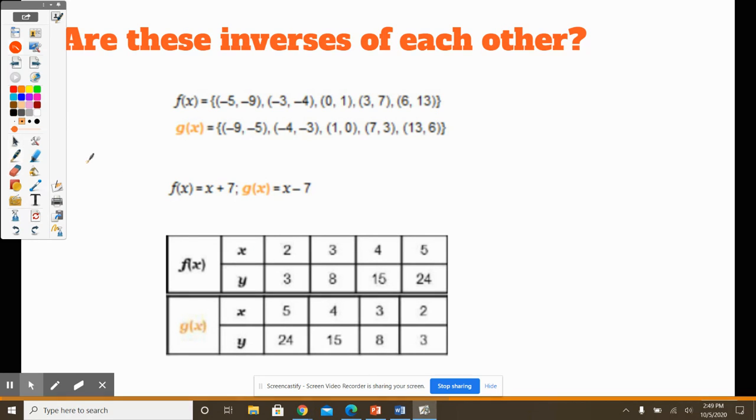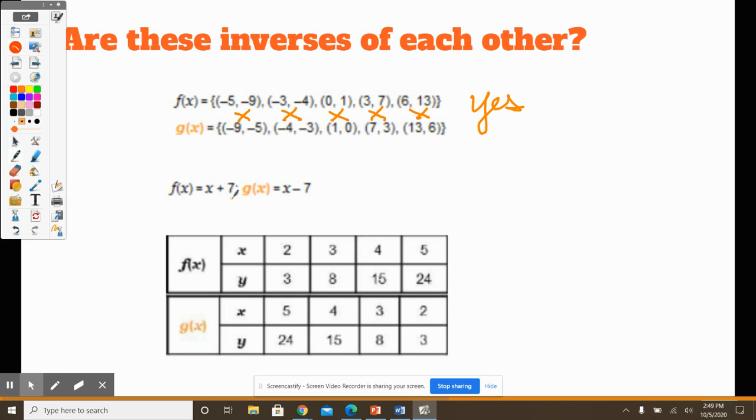Okay, let's check and see if these are inverses. So let's look at these first. They're giving me ordered pairs, so we just need to see if everything flip-flopped. So far, it looks good. Everything looks like the x's and y's are switching. So are they inverses? The answer is yes.